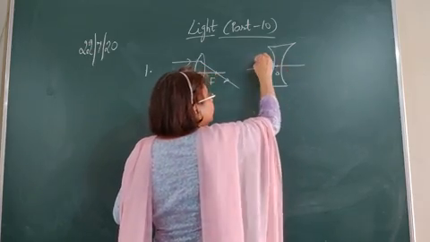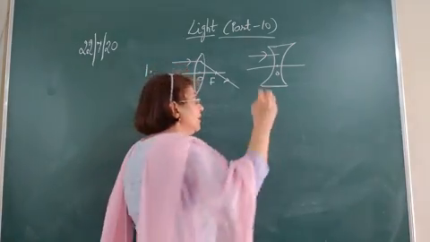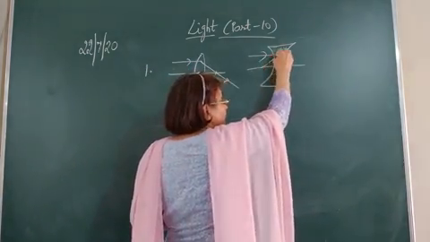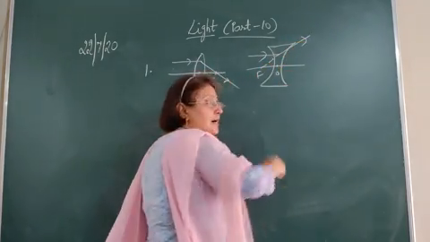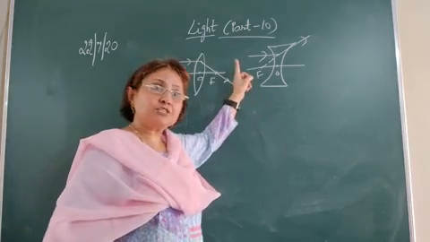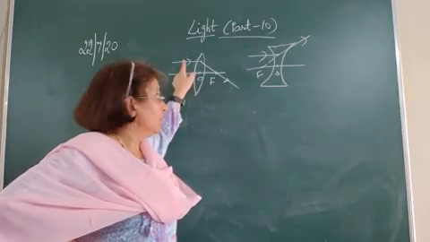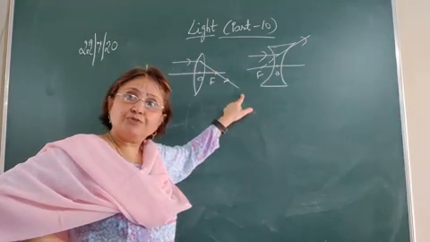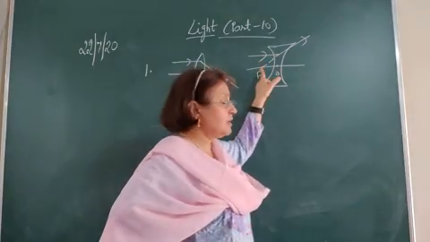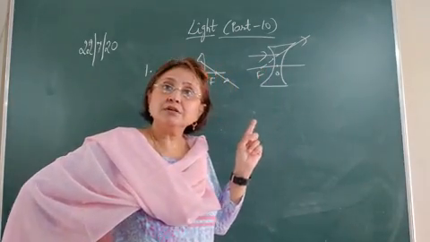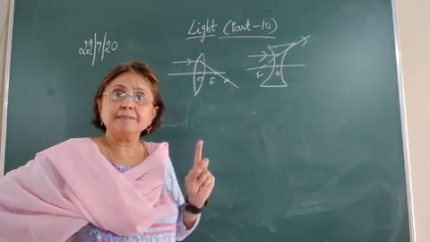A ray of light which is parallel to the principal axis appears to pass through the focus. Okay, so a ray of light which is parallel to the principal axis actually passes through the focus on the other side in case of a convex lens, or appears to pass through the focus in case of a concave lens which is lying on the same side.